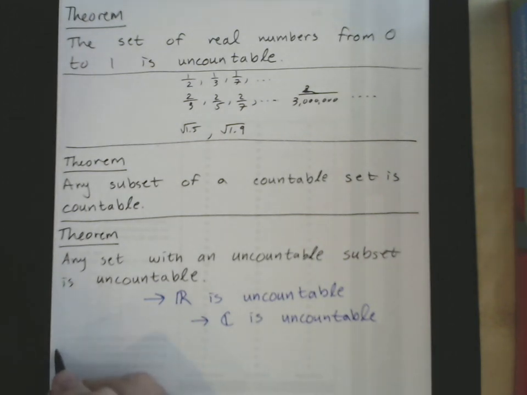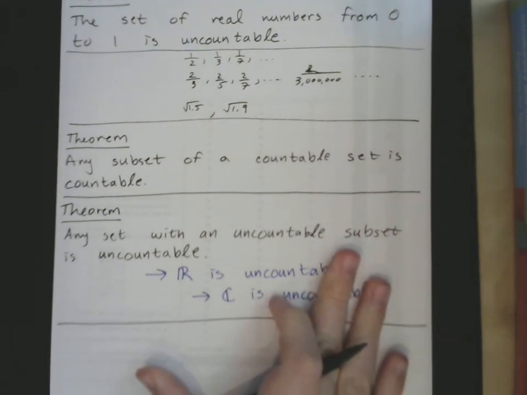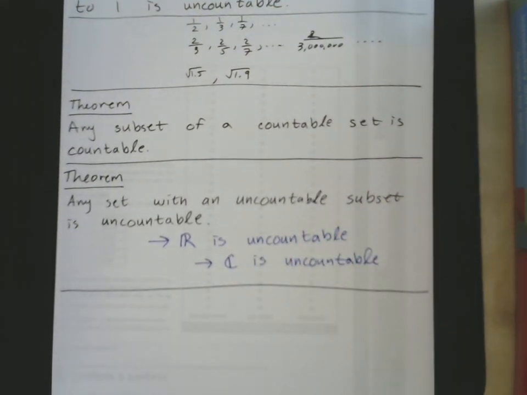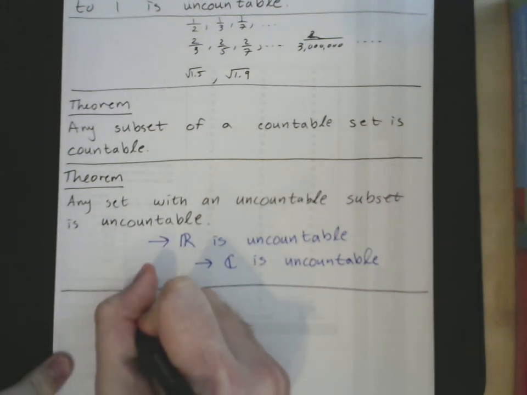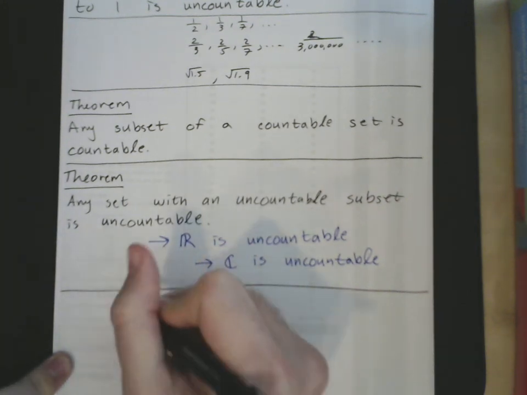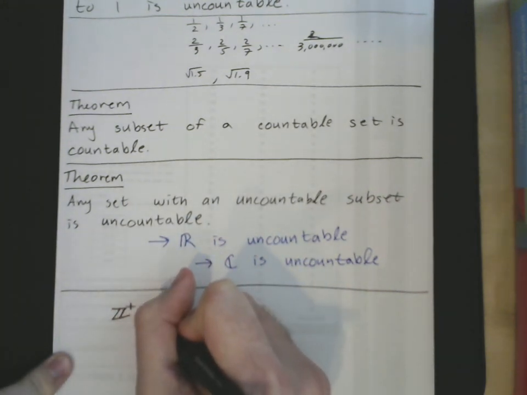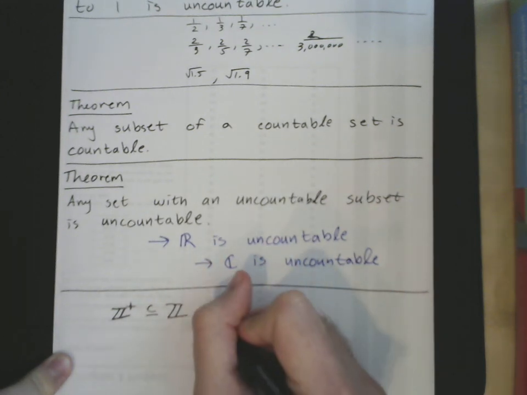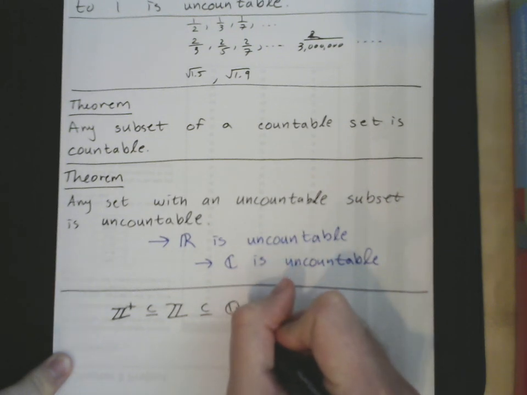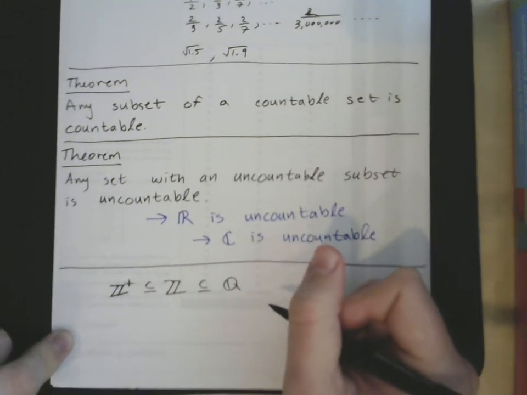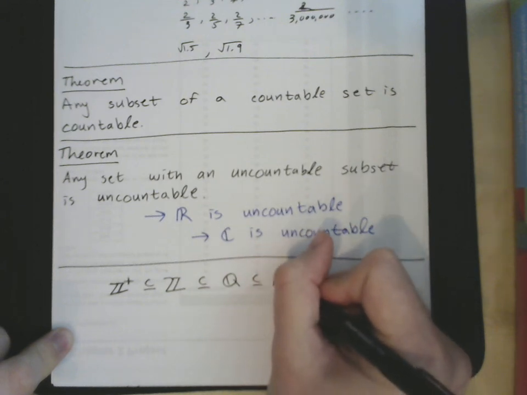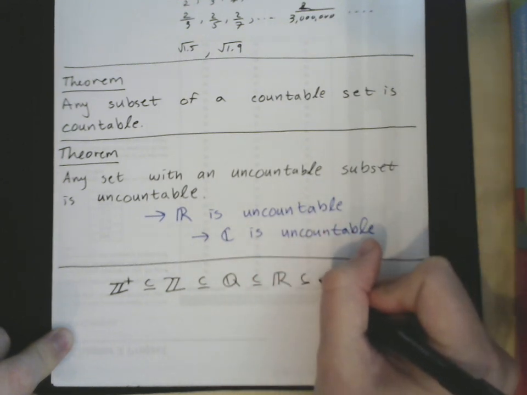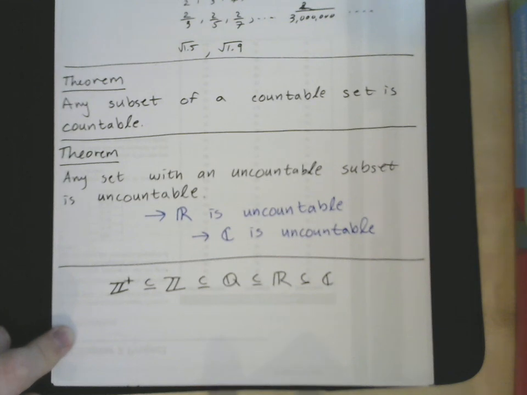So there's a fun little train of subsets that we can construct here to try and talk about this. Let's start with the counting numbers, Z plus. These are a subset of the regular integers. The integers are a subset of the rationals. The rationals are a subset of the reals. And the reals are a subset of the complex numbers.